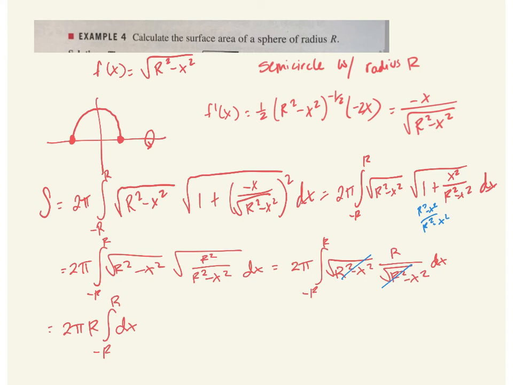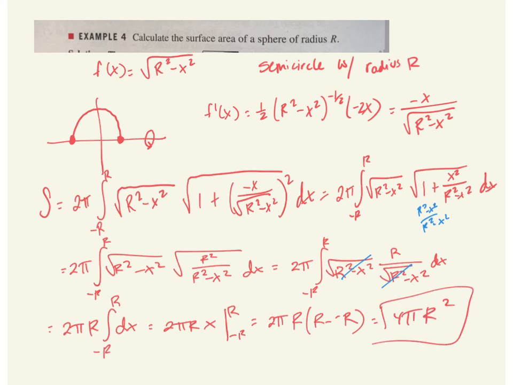So if we integrate 1 dx, it returns an x. So this is equivalent to 2 pi r x from negative r to positive r, which means we have 2 pi r times r minus negative r, or plus r. And finally, we get to 4 pi r squared. That would be your surface area of a sphere, which, not a coincidence, people.